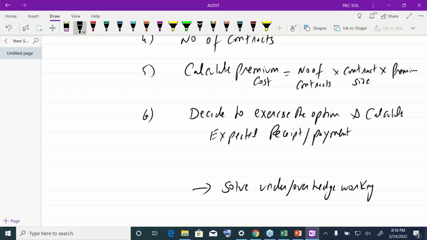The first 5 steps are very easy. The only technicality you will face is in step number 6. But if you think and then apply, you can do step number 6. It's not that difficult. I will explain all these steps with the help of a question.